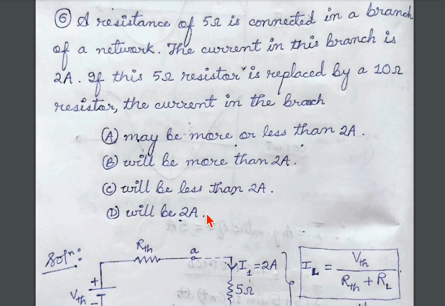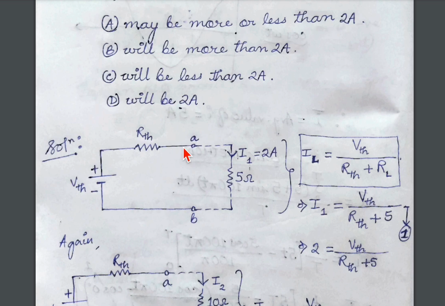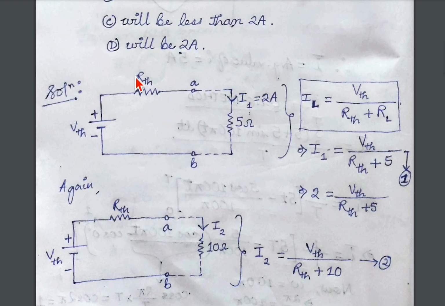We will represent the given network using Thevenin equivalent circuit, which consists of a Thevenin's voltage, a Thevenin's resistance connected to a load resistance, and a load current. This would be the load current. So as we see, there are two circuit diagrams here, the first circuit diagram and the second circuit diagram.